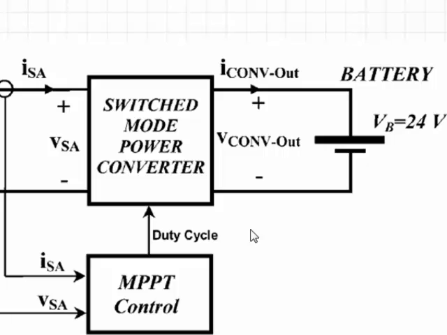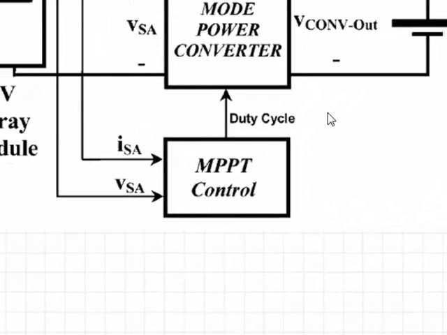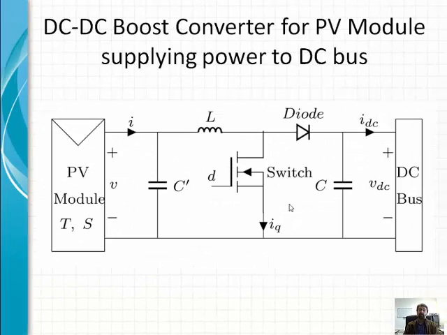In this particular case, what is of interest to us is this maximum power point tracking control, which determines the duty cycle to maintain the voltage that is necessary at the power output, as well as the current that is necessary to keep charging the battery. Right, so going in a bit more detail now to show you exactly what's involved in this particular application.